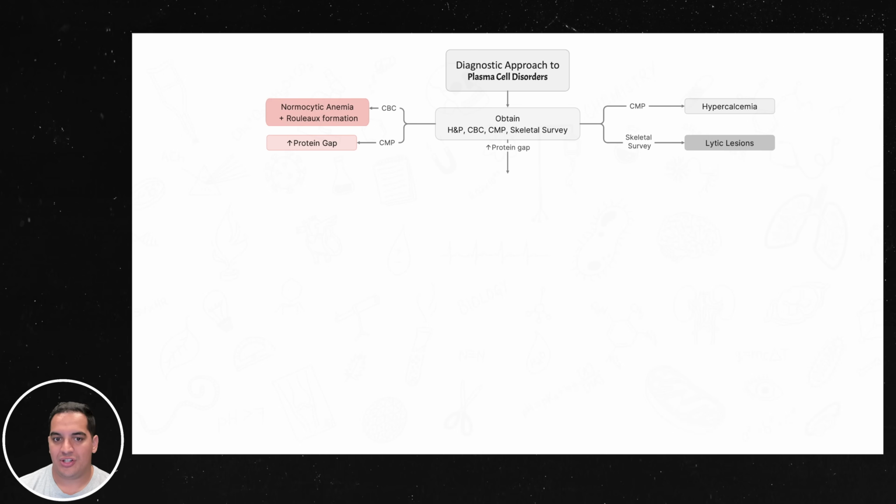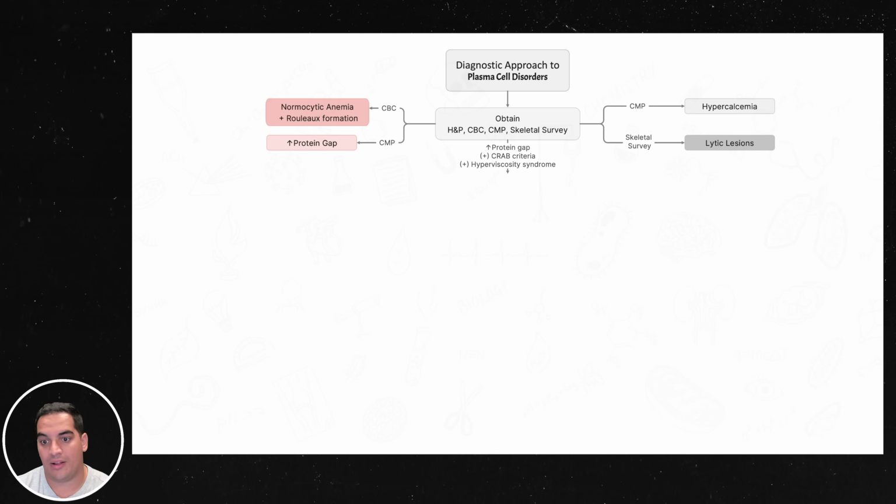Now, if a patient came and they had a protein gap that's elevated, greater than 4, and then on top of that, they presented with CRAB criteria: they have hypercalcemia, they have renal failure, they have anemia, they have bone pain or lesions, or maybe they even have hyperviscosity syndrome, which you can get from their exam. Maybe they present with an altered mental status, blurred vision. Maybe they're with a headache.